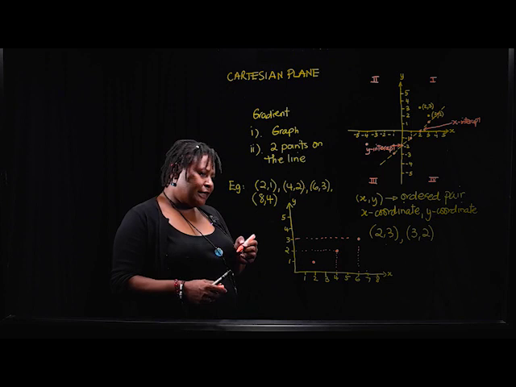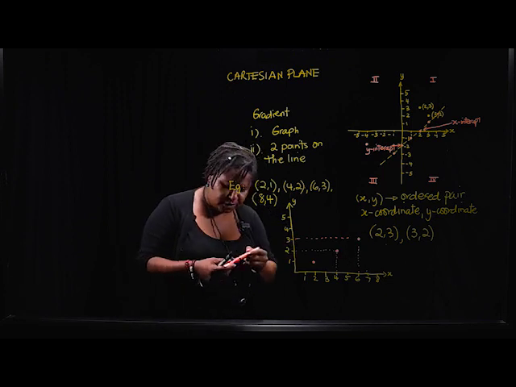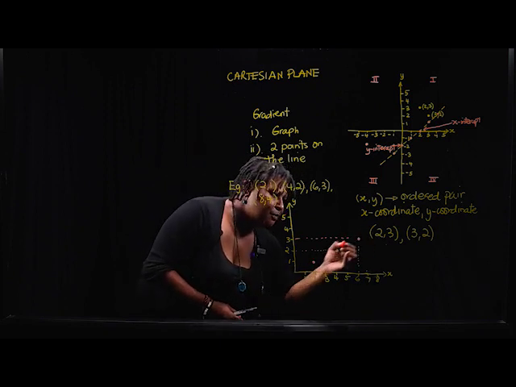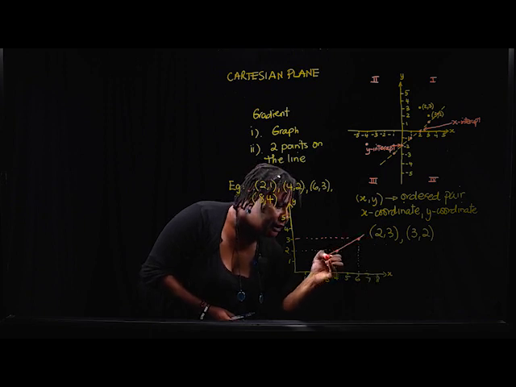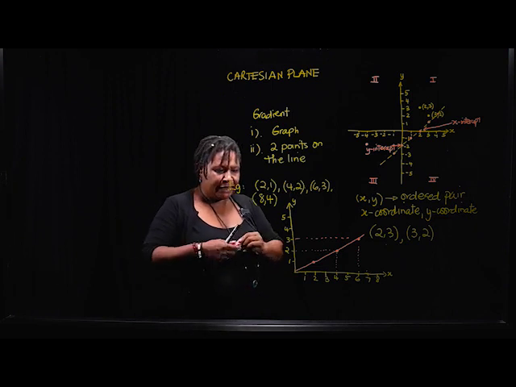And the last coordinate is 8, 4. Now, we don't have the space, so we'll just leave that one out. Don't worry. 3 points is enough to draw our line. Okay, so we connect these. There we go. So we have a line.